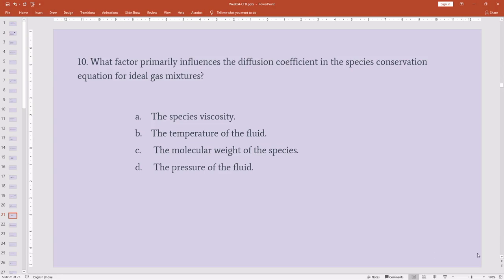Options are species viscosity, temperature of the fluid, then molecular weight of the species, then pressure of the fluid. You can inbox your answers. The options are viscosity, temperature, molecular weight, pressure.